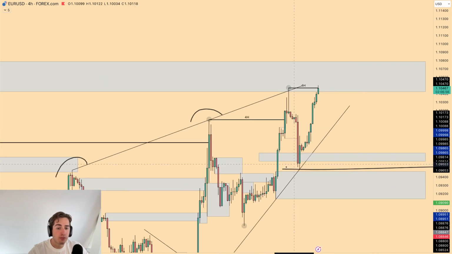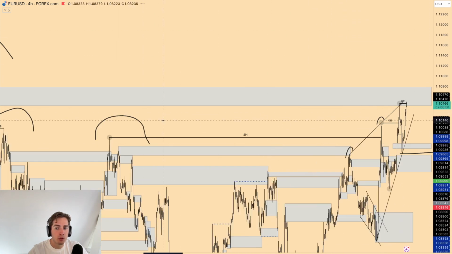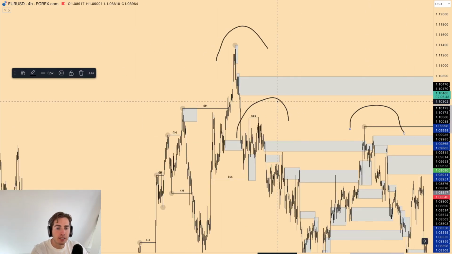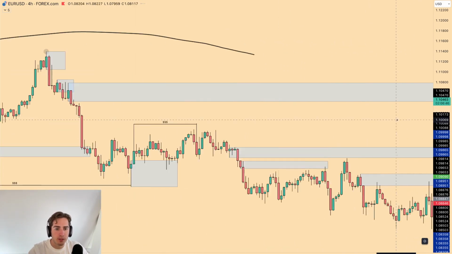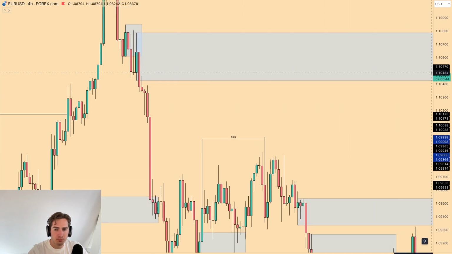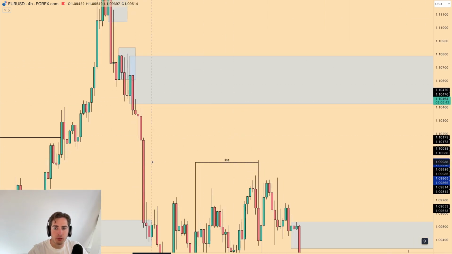And what do we expect after a 4-hour BOS, a 4-hour break of structure? We expect a pullback. From where do we expect a pullback? An area of supply. So obviously we're currently inside an area of 4-hour supply. Let me show you over here. So this is the overall buy up before the sell-off.